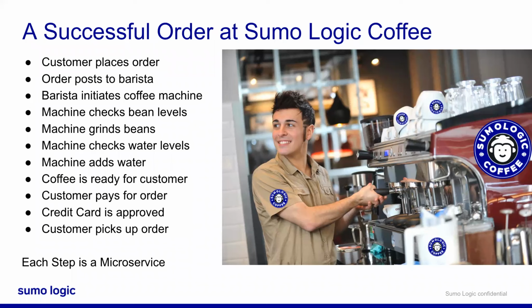Now, unfortunately, we are a for-profit organization at Sumo Logic Coffee, and so we don't give free cups. We do, of course, to veterans and children, I guess. But we need to make money here. And so the customer is going to have to pay for that order. Credit card is going to be approved. For today, we're going to assume it's a non-cash transaction, only credit cards. And assuming the credit card is approved, then the customer can pick up their order. In that respect, each step is a microservice.